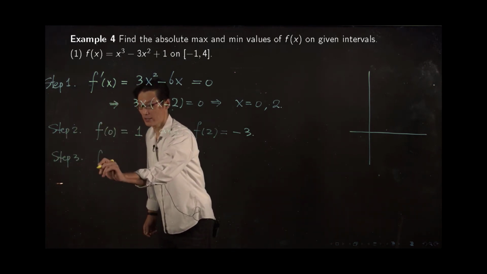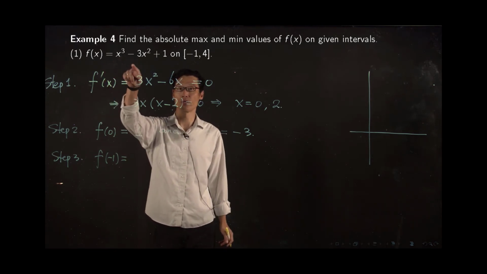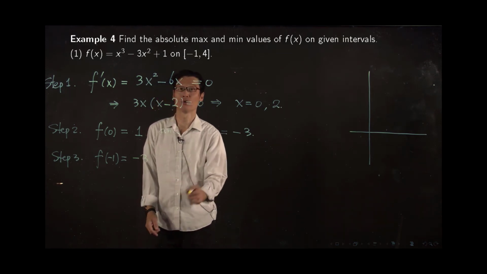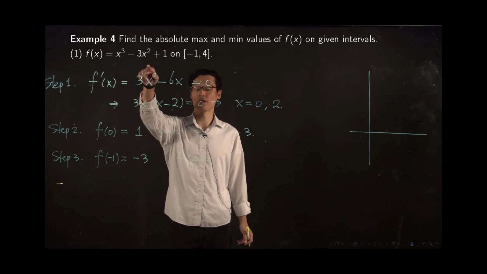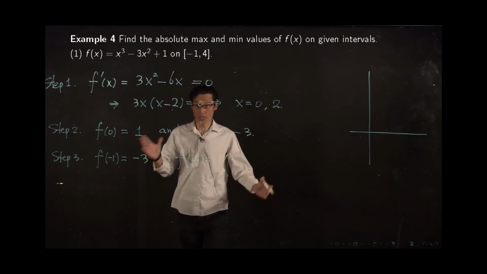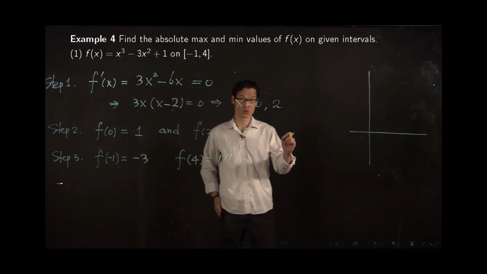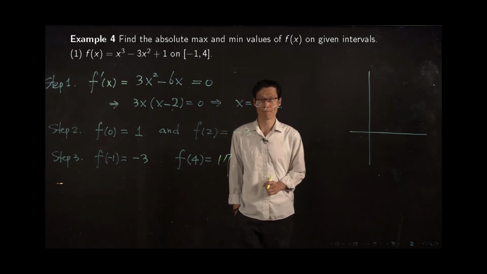You evaluate f of -1. So -1 minus 3 plus 1, so -3. And f of 4. So 4 cubed minus 3 times 4 squared. So 64 minus 48, so 16 plus 1, 17. So far we have 1, 2, 3, 4 candidates. And you choose the largest one for absolute maximum, the smallest one for absolute minimum.